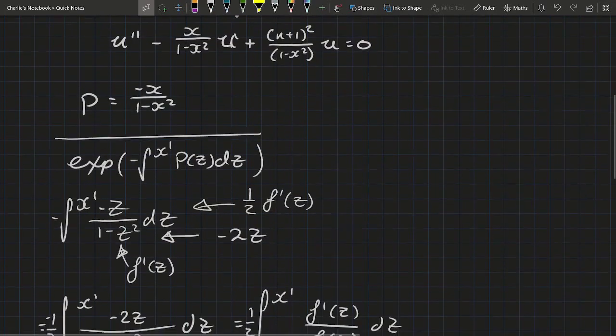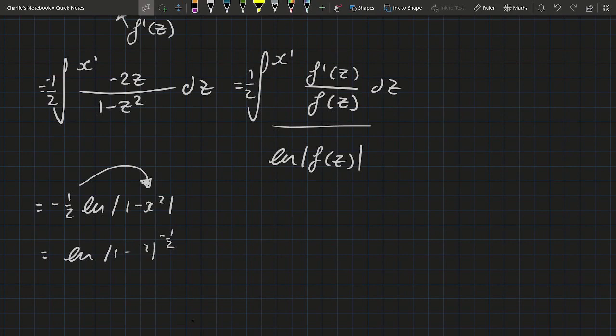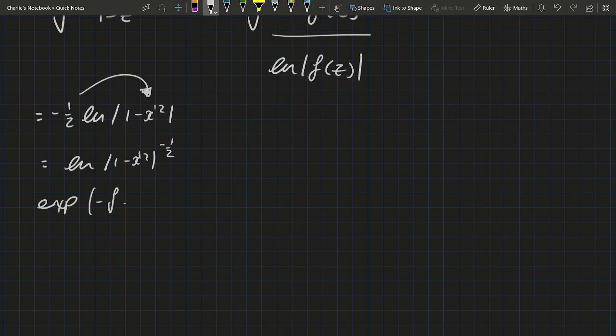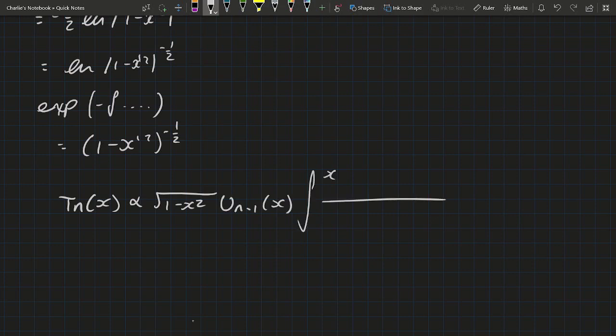Equally, we can see that when we now plug this back into here and perform the change of variable to x' as given in the integral, the exponential of minus the integral will give us just 1 minus x' squared to the minus half. We can now plug this into the rest of our formula for the second solution, and we will get Tn of x is proportional to square root 1 minus x squared U n minus 1 of x, times the integral to x of 1 minus x' squared to the minus half, divided by 1 minus x' squared U n minus 1 of x' squared, dx'.